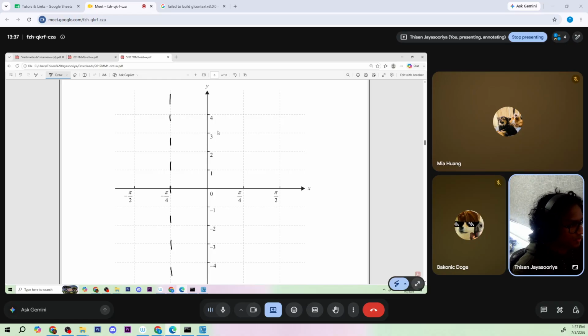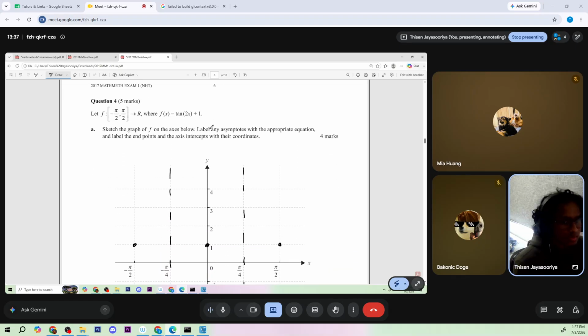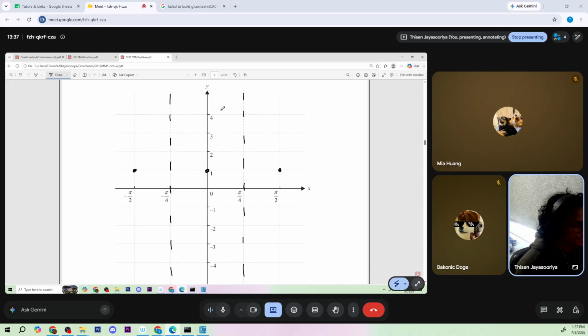So it's going to have an asymptote here and here. It's going to intersect at this point, and this point. So here I'm doing a quicker version of the tan graph rule that I showed you. But here, what should happen is that it actually intersects over here.